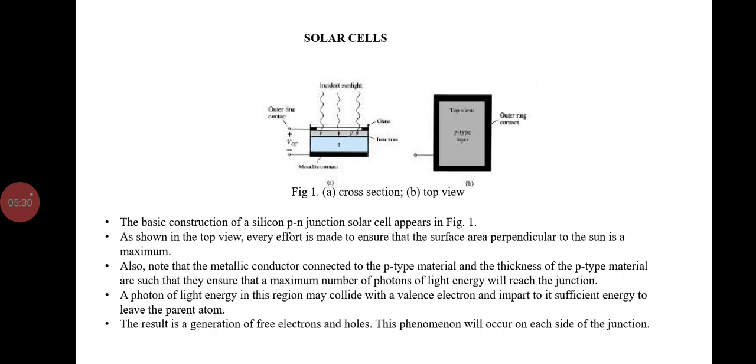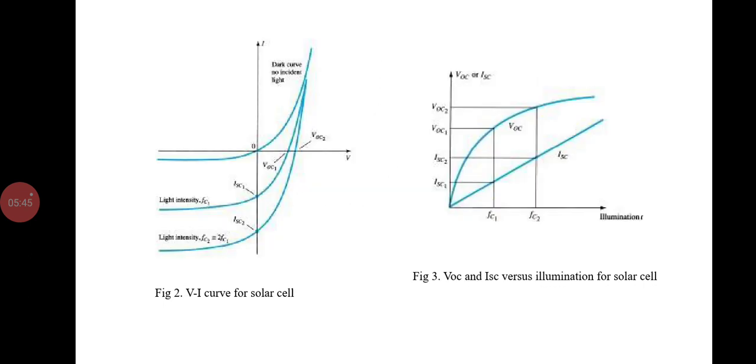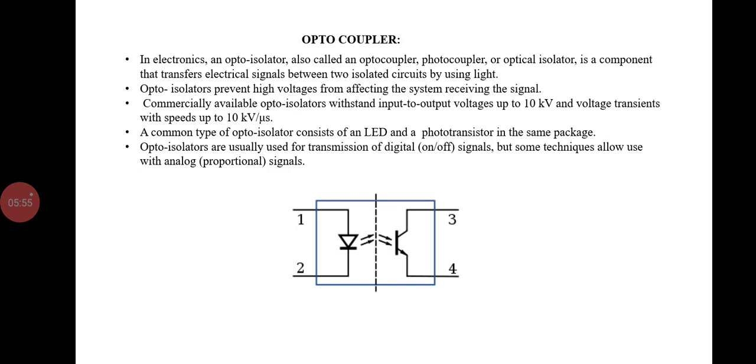The major increase in VOC occurs for a lower level increase in illumination, and a further increase in illumination will have very little effect on VOC, although ISC will increase, causing the power capability to increase. And this is the VI characteristics of the solar diode. The second one is the VOC and ISC versus illumination of the solar cell. And the next one is the optocoupler.